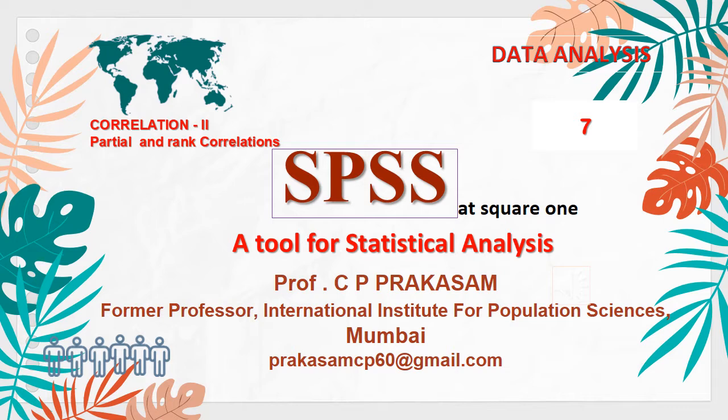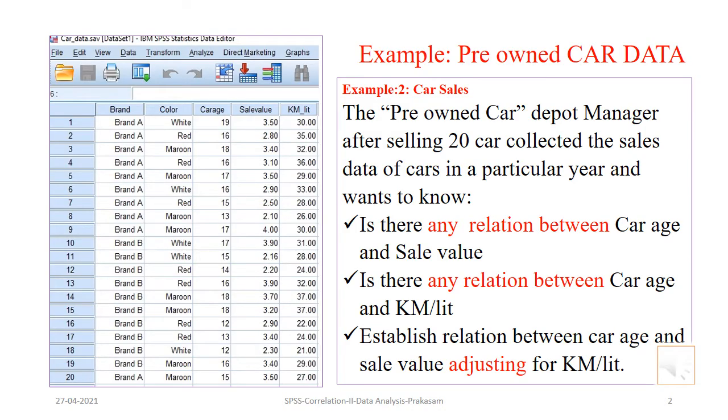I will be discussing correlation part 2, partial and rank correlation coefficients, and how to calculate them using SPSS under data analysis. To understand the partial correlation coefficient, we will try to illustrate with an example.